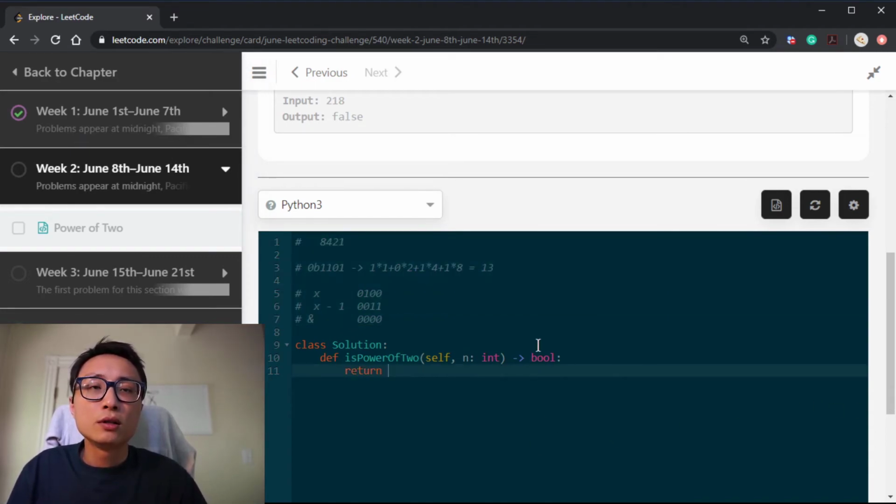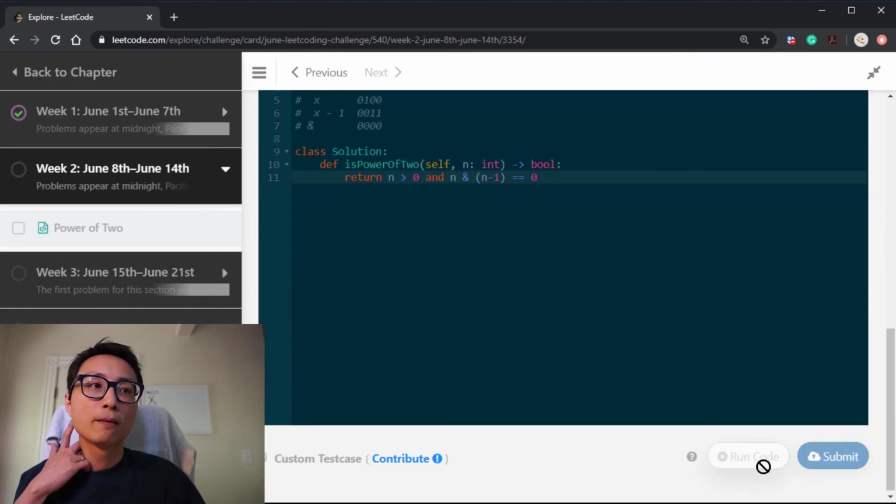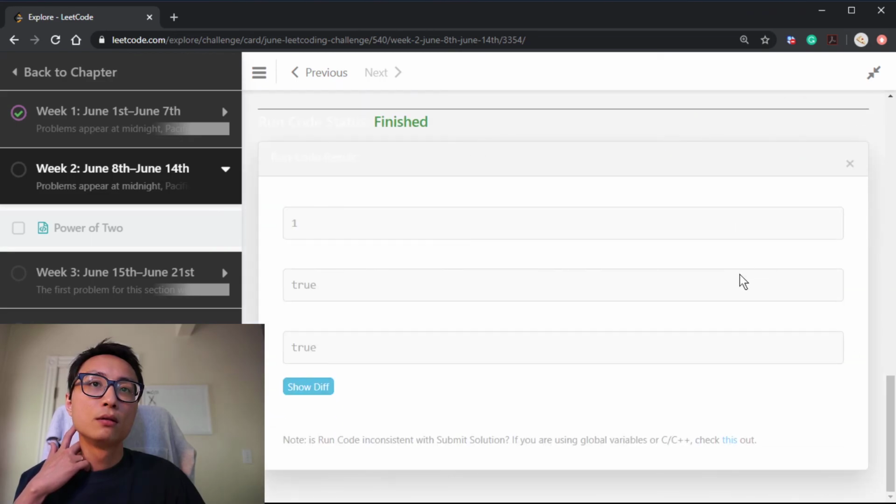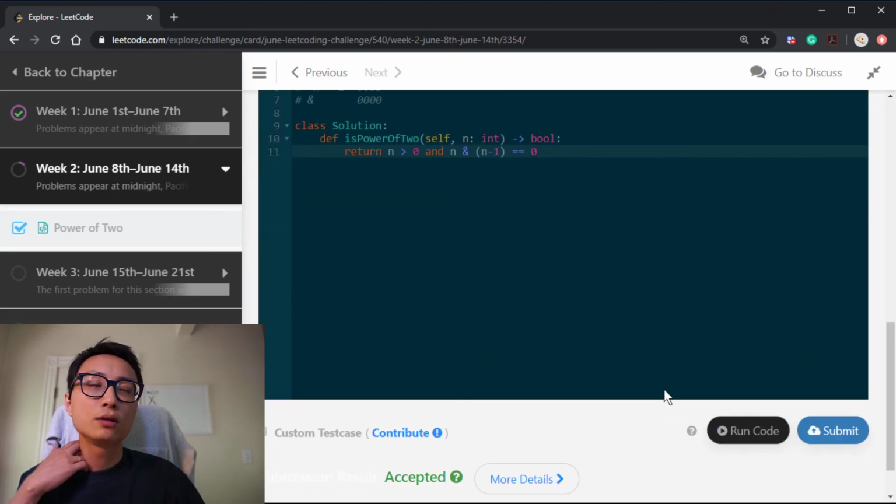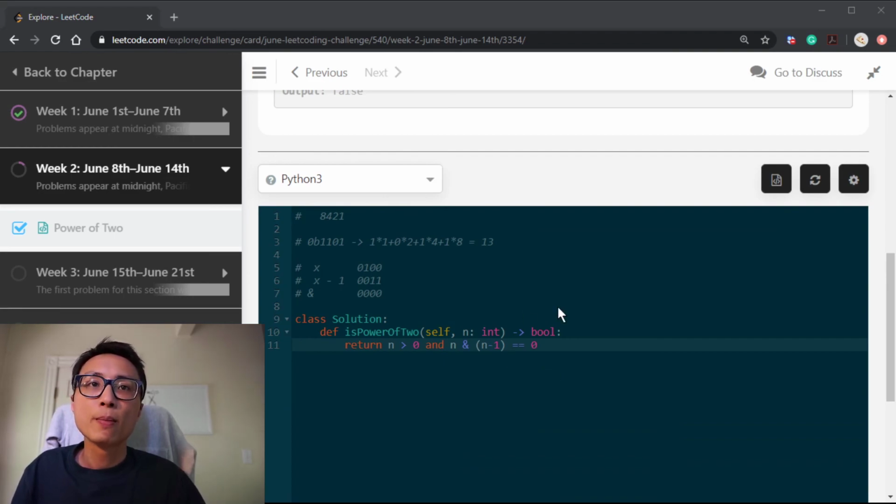We're just going to return whether n is larger than 0, and n doing an AND operation with n minus 1 is going to be equal to 0. So yeah, that should be the code, right? Okay, yeah, so pretty simple.